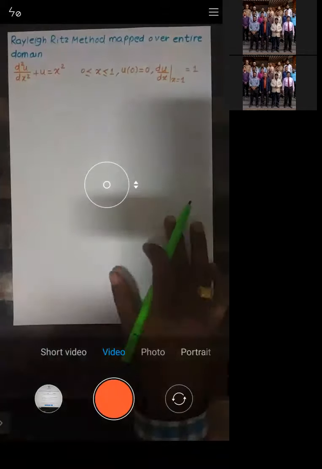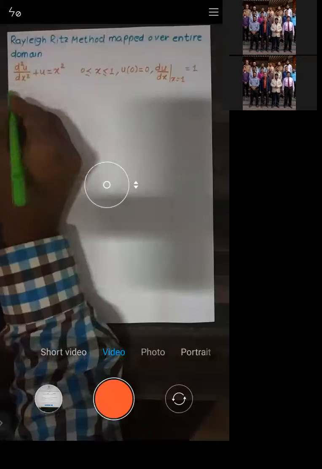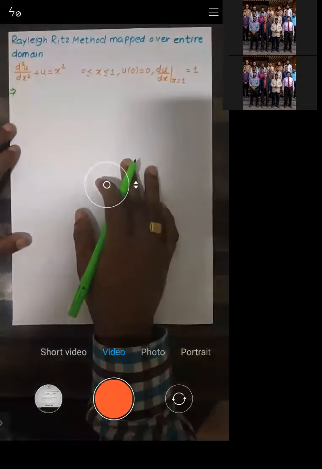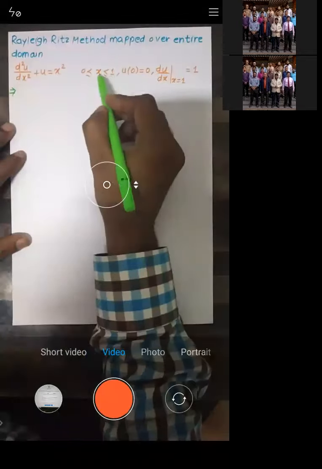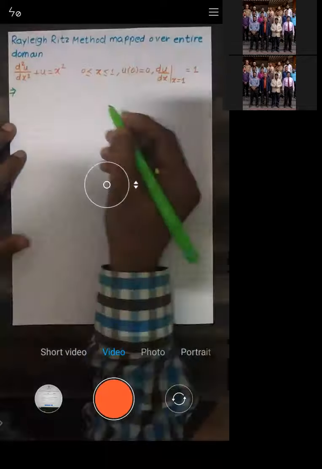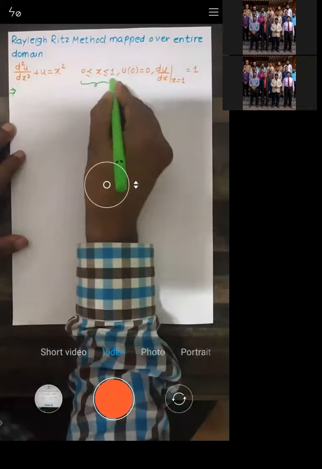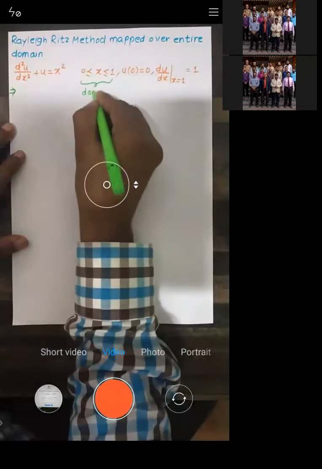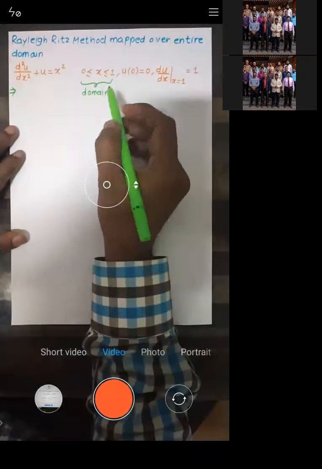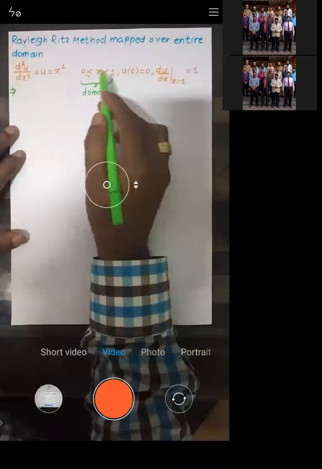Try to understand. This is a problem whose solution we already know. Now we are practicing it by the Rayleigh-Ritz method. You can see now we will start with the solution. In order to start, what is the minimum value of x? It's 0. Maximum value of x is 1. So this particular term is nothing but a domain. Domain is basically the range for x. X is varying between 0 to 1.